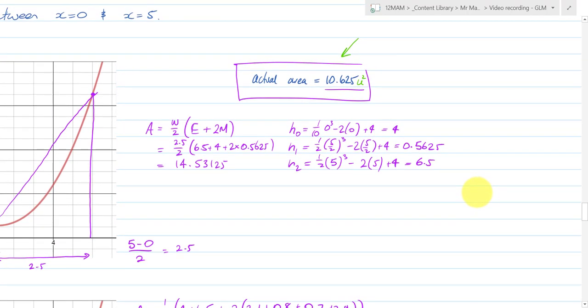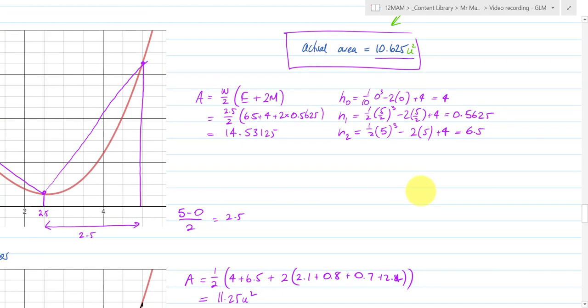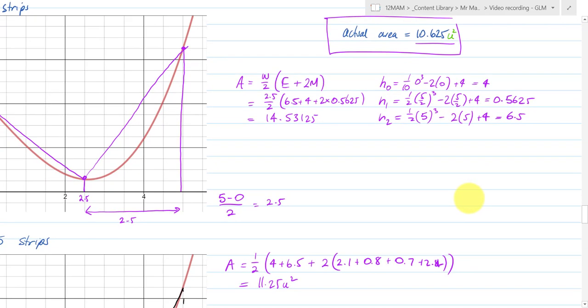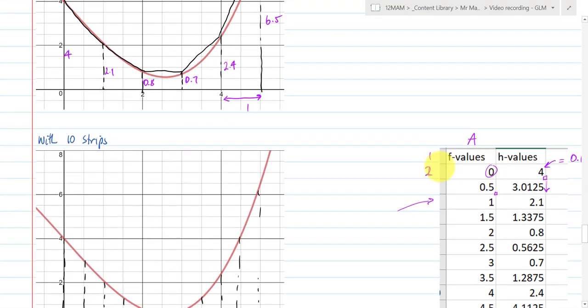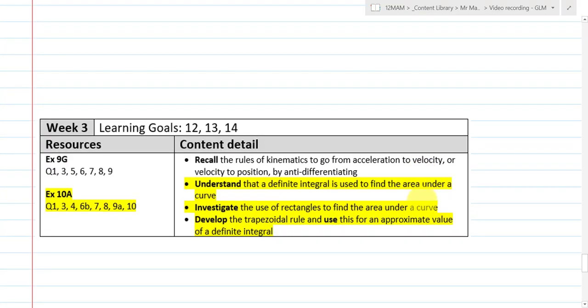If we do 20, 30, 40 strips, 100 strips, which you can do in Excel quite easily, you'll get a really accurate answer really quickly. So there you have it. That's the trapezoidal rule, and an example of it, starting with 2 strips, building up to 10 strips, and how we can use Excel. And this is a reference to our textbook, but also some understanding of the content that you should be able to use to complete these types of questions.